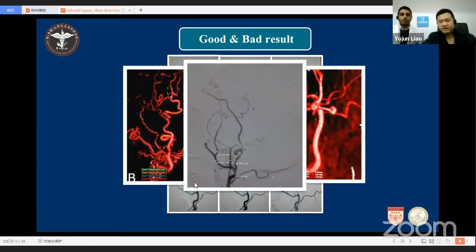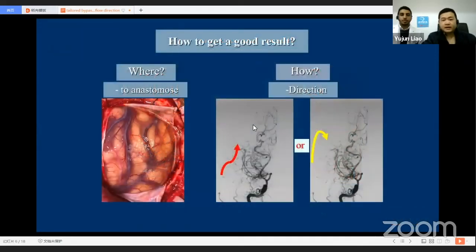But we will be very disappointed when we see this kind of follow-up. As you can see, the bypass is patent, but with a shrunken STA, and of course the clinical effect won't be so good. But why is there a difference between these 2 kinds of patients, how did this happen, and how do we get a good result in STA-MCA bypass?